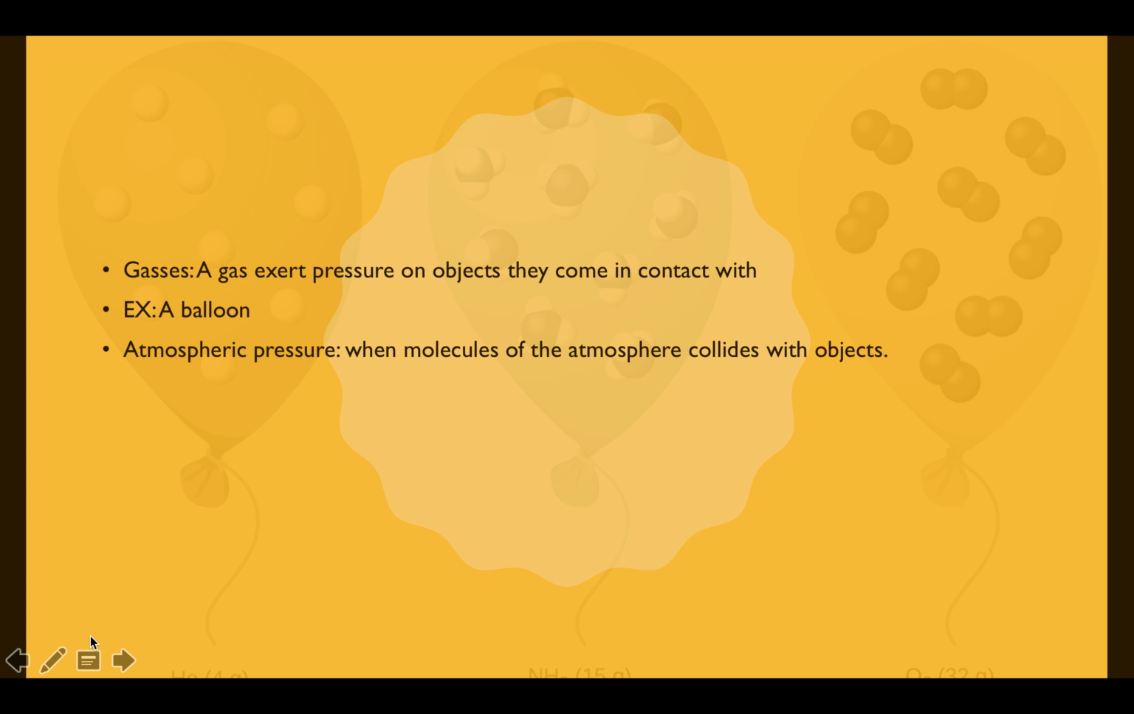Gases exert pressure on objects they come in contact with. For example, when you blow up a balloon, the air pushes against the elastic sides to keep it firm. So gas pressure is caused by the simultaneous collisions of gas molecules against an object they come in contact with. Another gas pressure we are exposed to every day is atmospheric pressure, which is when molecules of the atmosphere collide with objects. In order to measure atmospheric pressure, we use a device called the barometer.